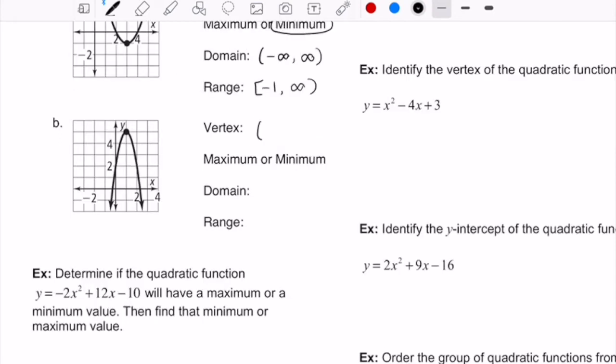On B, the vertex of the graph is at the point (1, 5). On this graph, that point represents a maximum value because it's the highest point on the graph. My domain is still all real numbers, so it's everything from -infinity to +infinity. There's no restrictions on the domain. My range is all of the numbers that are less than or equal to +5. So starting with -infinity, it's everything up to and including +5, but then nothing greater than +5.